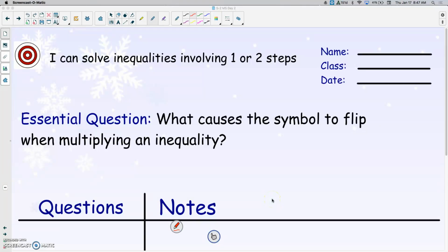5-2, day 2. Our learning target says I can solve inequalities involving 1 or 2 steps. Our essential question is what causes the symbol to flip when multiplying an inequality?